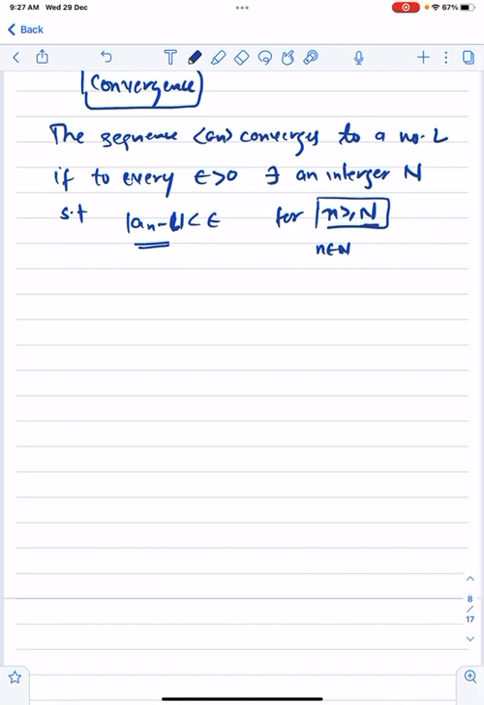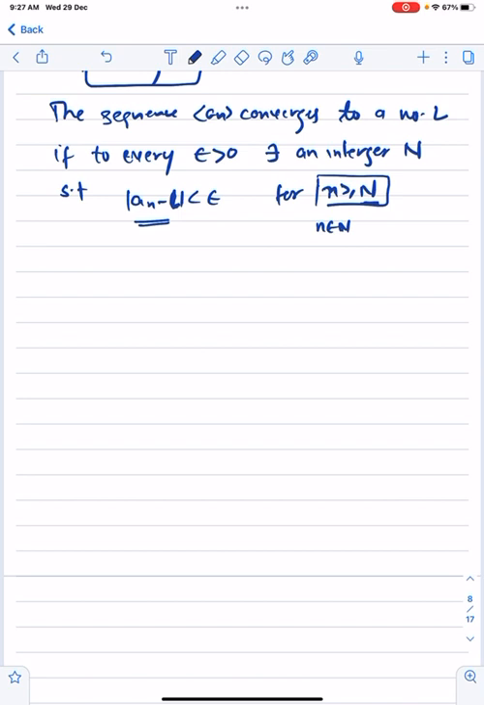That means the difference between the terms of the sequence and that point L will be less than epsilon. Here epsilon is every positive number, any positive number. If it's true for every epsilon, then you will say your sequence is tending to that point L. To use this definition you must know this L. You must have an idea of where your sequence is tending to. After that you can use this definition.